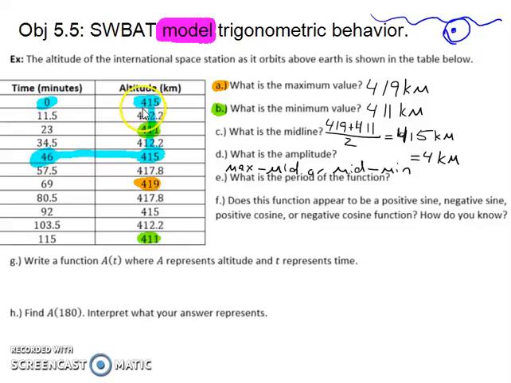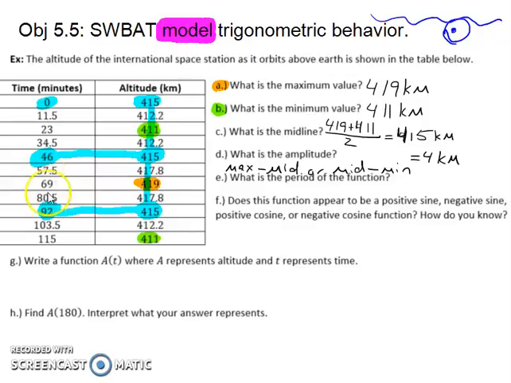But if you look at what happens, it starts at the midline and it goes down to the minimum and then back up to the midline. That's not a full cycle. That's only from the midline to the minimum and back. A full cycle also goes to the maximum. So if we keep going here, you'll notice it hits the maximum and then it goes back to the midline. Now that occurs at 92 minutes.